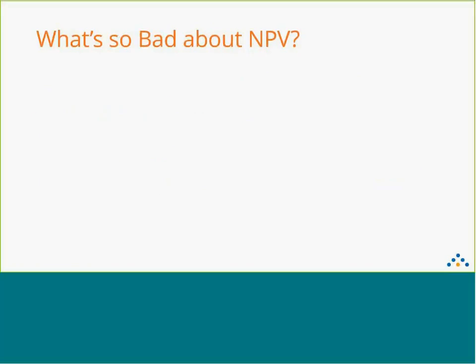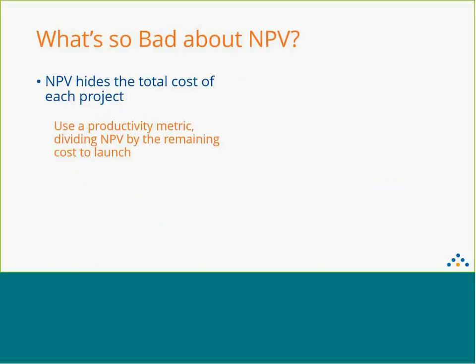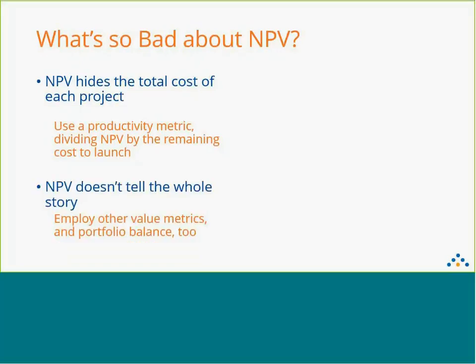So now what's the flip side, the shadow of NPV? NPV does hide the total cost of each project. You could have 2 projects with the same NPV, one with a much larger expense or capital load than the other, offset by a benefit, so you can't see that. So one solution here, as we'll talk about shortly, is to use a productivity metric where you divide the NPV by the remaining costs for that project.